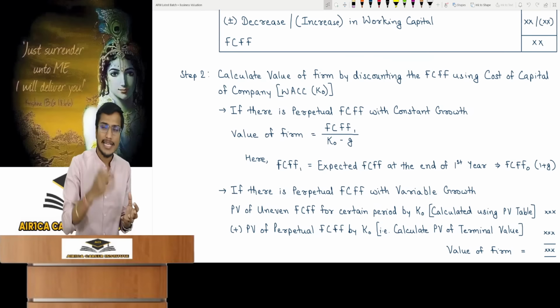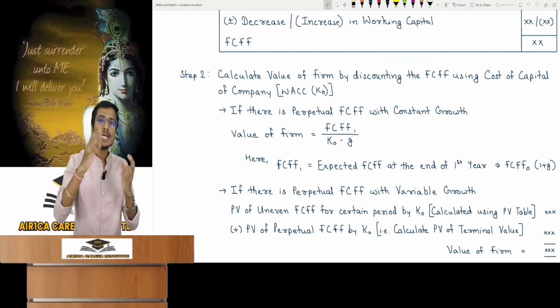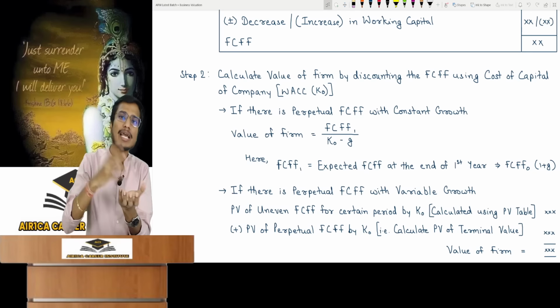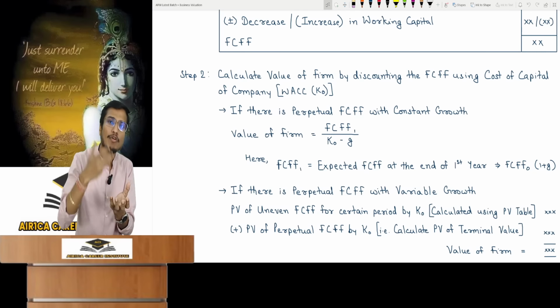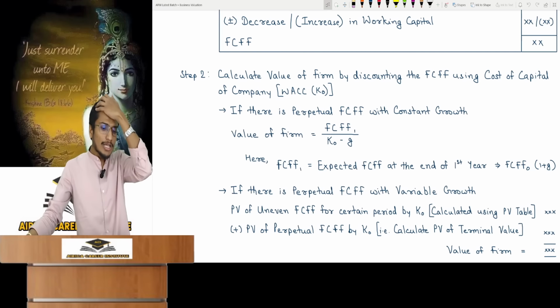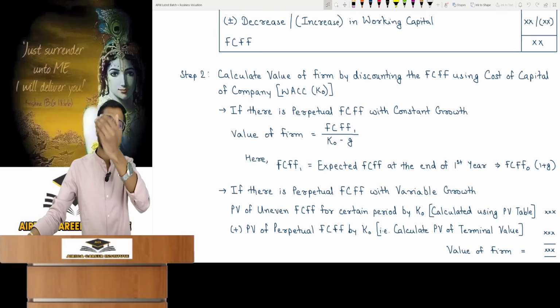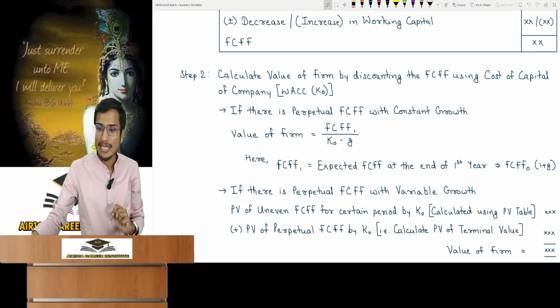Now to find the value, the free cash flow is for the firm. So you will find their PV because they are for the future. So the value you get will also be for time zero. And because the cash flow is for the firm, the value will also be for the firm. You can calculate the value of the firm by discounting the free cash flow to firm. Discounting cash flow to firm means finding PV.